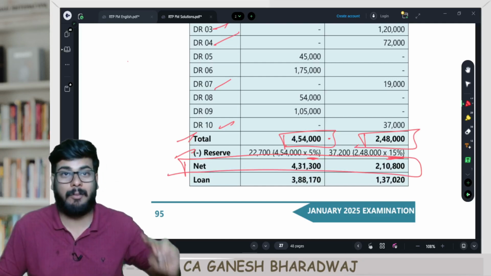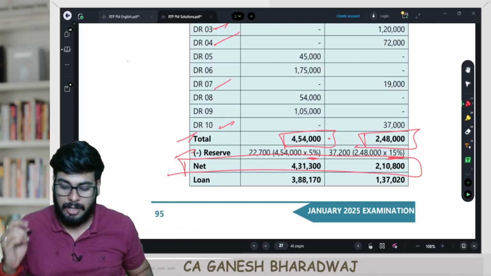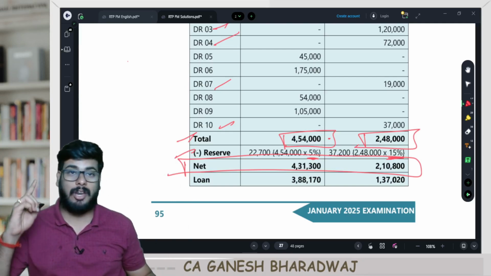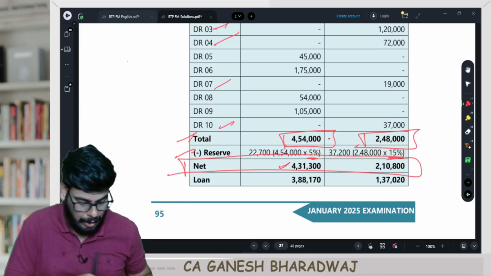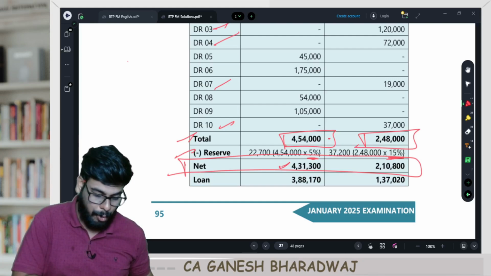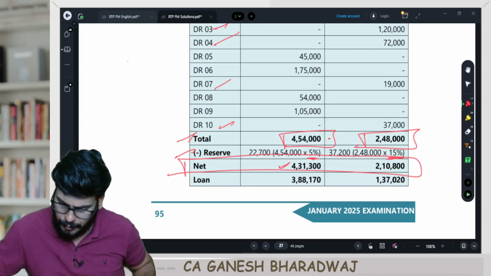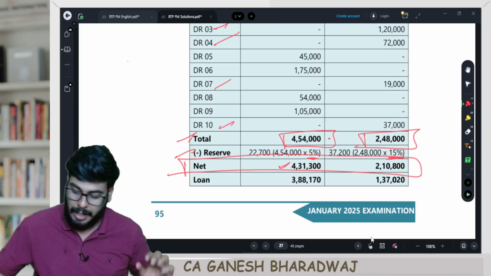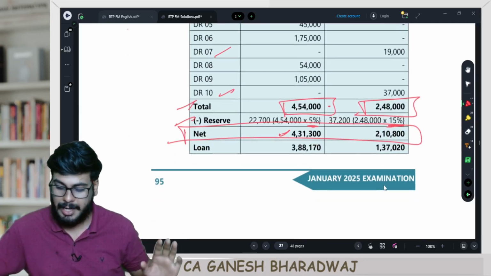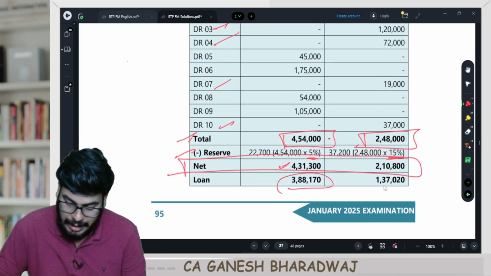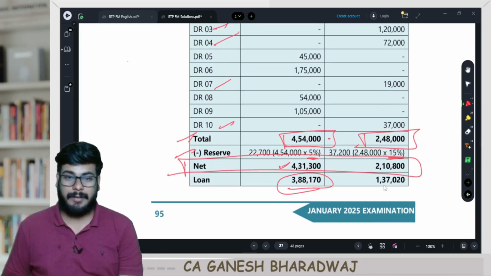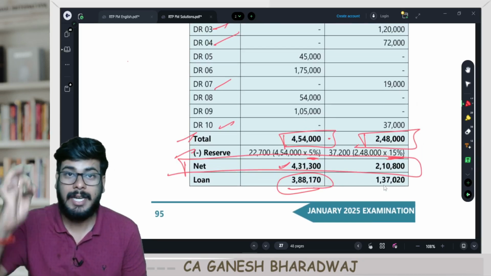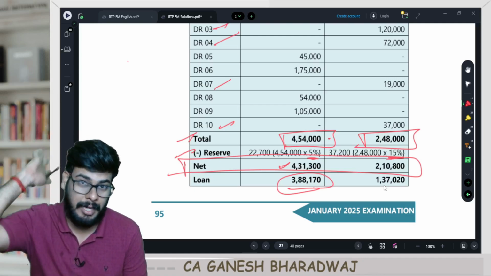And on this net amount, for the first category debtors, the company says they are willing to give a loan at 95% on the net amount. 431,300 into 0.95. How much is it? One second. 431,300 into 0.9. That is 90% they have mentioned. Yes, lending at 90%. It's going to be 3,88,170 rupees. The bank is willing to lend this against those 6 customers who are fulfilling both the criteria.